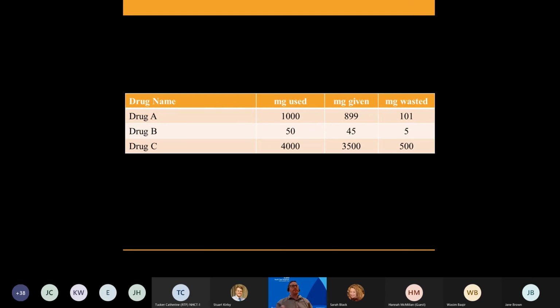So we said if we had an ideal data set, we would simply have a table from each trust telling us for each drug how much drug they used, how much drug they'd given, and we'd be able to work out how much of that drug was wasted.